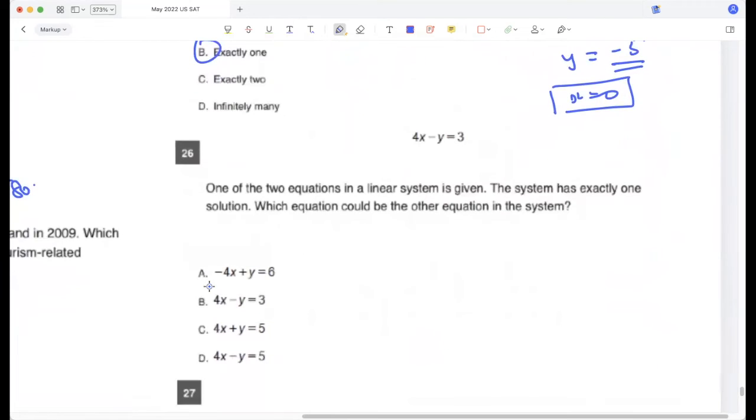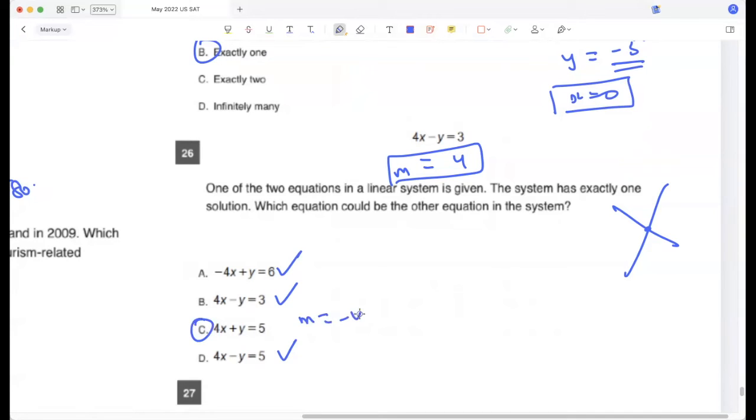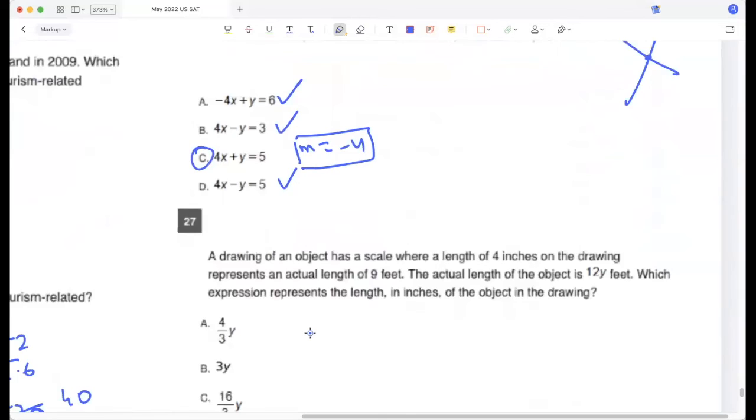One of the two equations in a linear system is given. The system has exactly one solution. Which equation could be the other equation in the system? Exactly one solution means that their slopes should not be equal, because then they will intersect. So the slope here is 4. So this line, which has a slope of not 4, should be the answer. This has a slope of 4. This has a slope of 4. And this one also has a slope of 4. So this is the one which has a slope of negative 4. So this is the one which is going to give you a single solution.